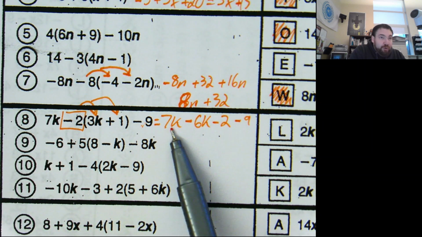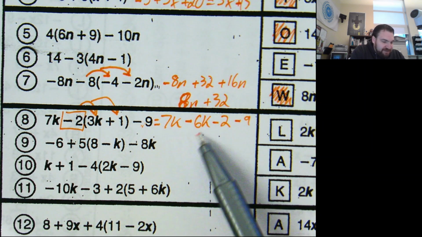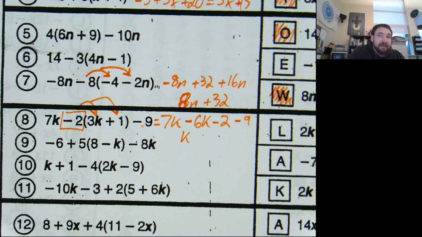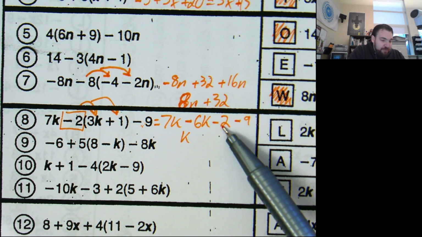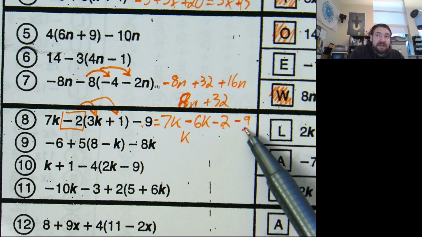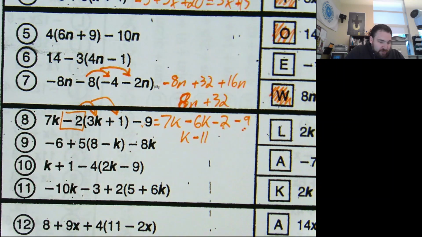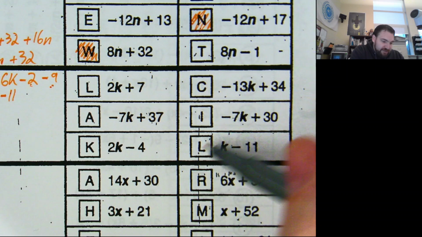So then 7, now we group our like terms. 7k minus 6k is just 1k, which I'll just write as the letter k. And then I've got a minus 2 minus 9. Negative 2 minus 9 is negative 11. So we're looking for k minus 11. There she is.